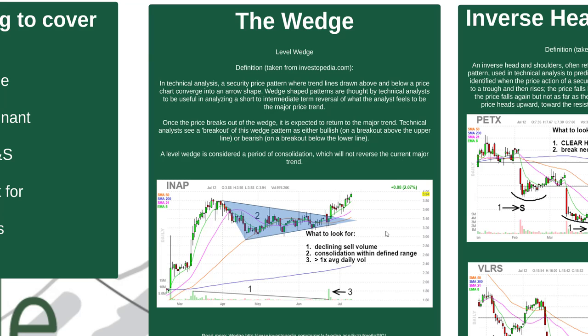So what to look for? We'll do that again. Declining sell volume after the move, consolidation within that defined range, and then at least 1 times average daily volume up through the top trend line if you're long and the bottom trend line if you're short.